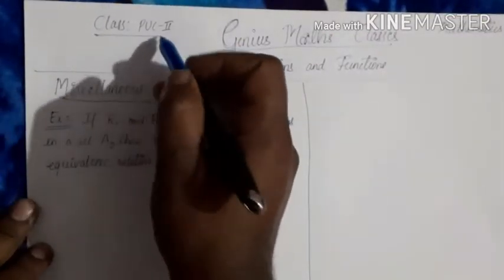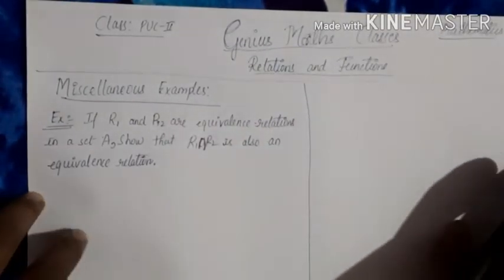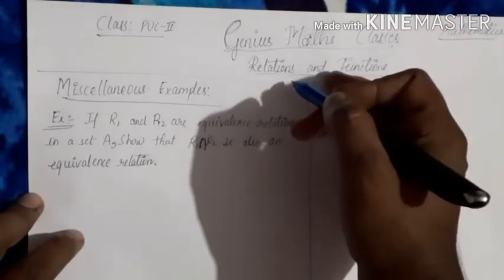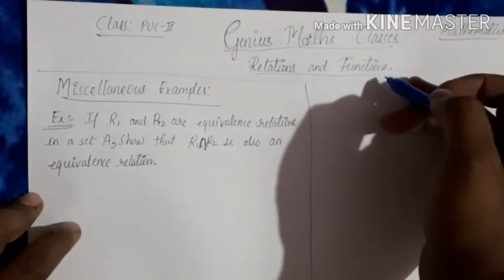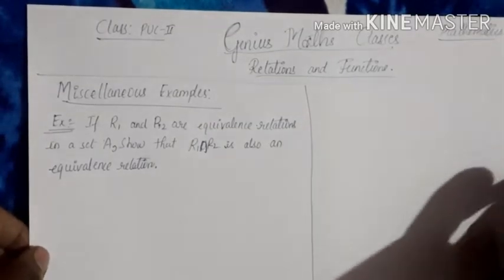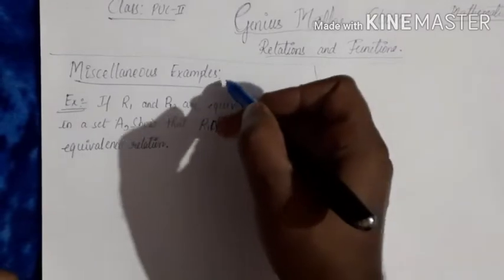Class PUC second year, subject Mathematics, Chapter 1 Relations and Functions. Till today we have discussed relations, types of relations, functions, types of functions, composition functions, invertible functions, and binary operations. So, based on the concepts, we will discuss some important examples.